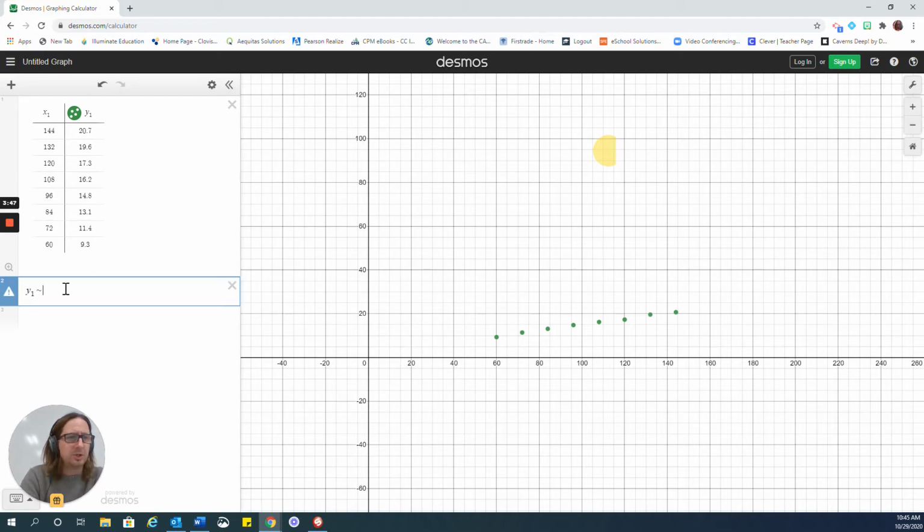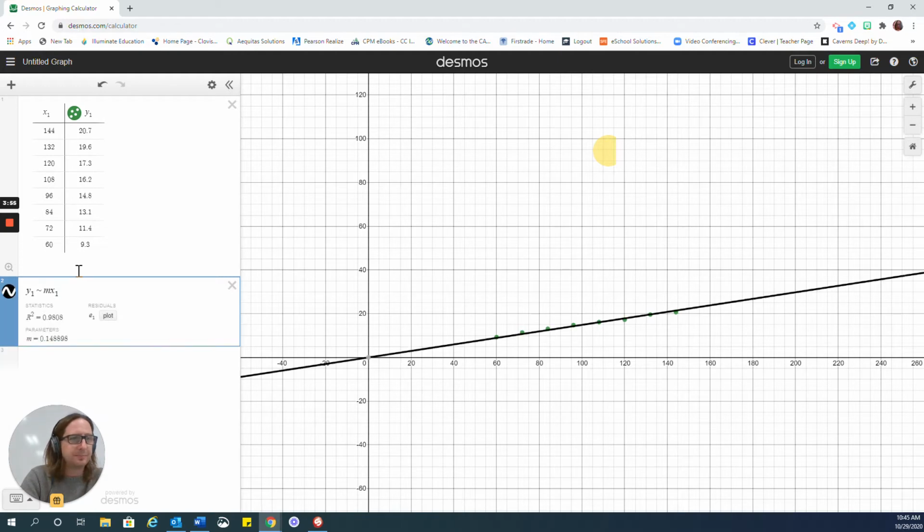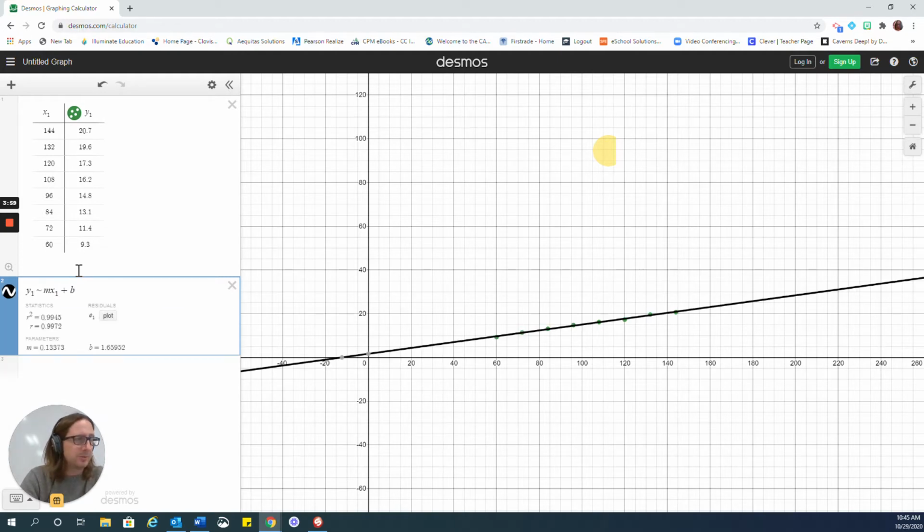All right, so then we're going to do mx. Remember, we have to tell it to use these x values. So we can't just write x, we have to write x1. And then plus b, because we want a y-intercept for this one. So there we go. There is our line of best fit. Actually, it's not even a line of best fit. It's a least squares regression line. So this is the best line possible that we could come up with.